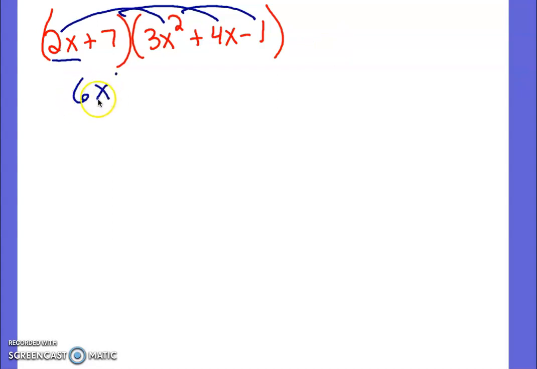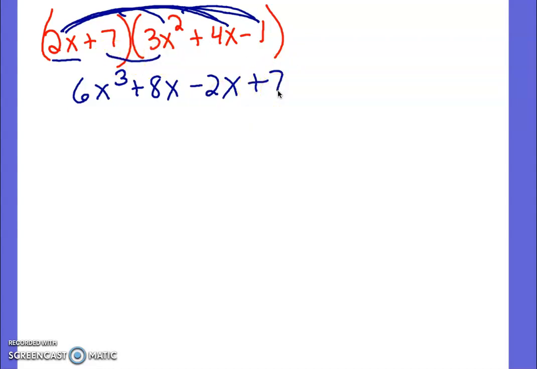So 6x cubed, remember to add like exponents. Or, when you multiply like bases, you add the exponents. So that's 6x cubed. And then you have 2x times 4x, that's 8x squared. And then 2x times -1, that's -2x. And then you come back and use the distributive property with +7. So +7 times 3x squared is 21x squared. +7 times 4x is 28x. And then +7 times -1 is -7.